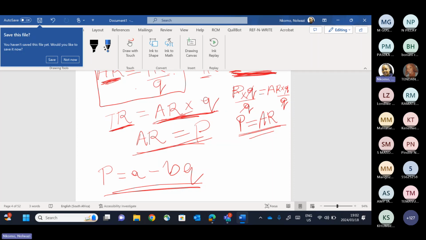Let's move on to the average cost. The average cost is just the total amount of all the production cost divided by the quantity of output produced.